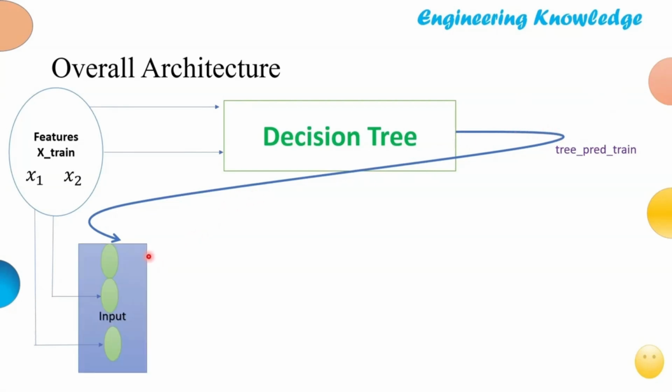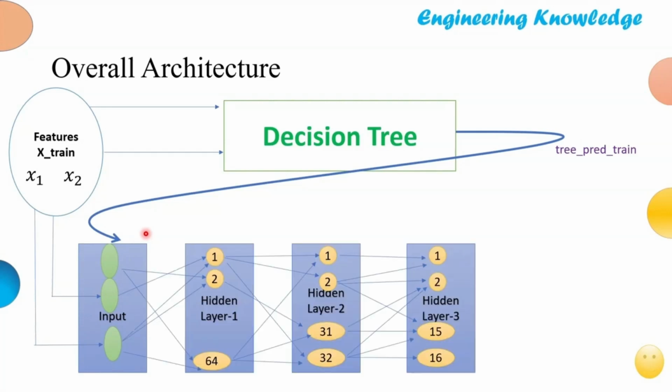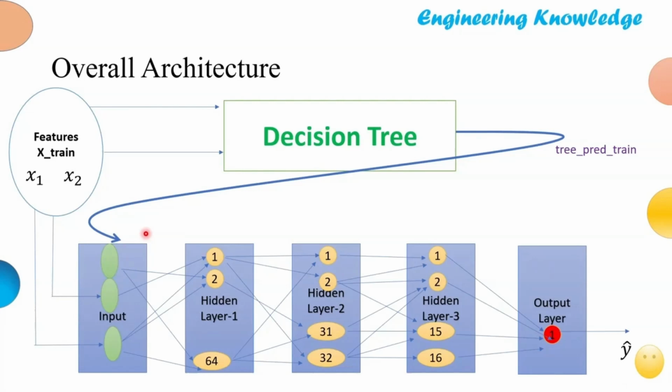I will use the same architecture, but now the number of neurons in the input layer becomes three because there are three inputs. I will keep the remaining the same: first hidden layer 64 neurons, second hidden layer 32, third hidden layer 16, and one neuron in the output layer to predict y hat, right? So this is an integration of machine learning with deep learning.